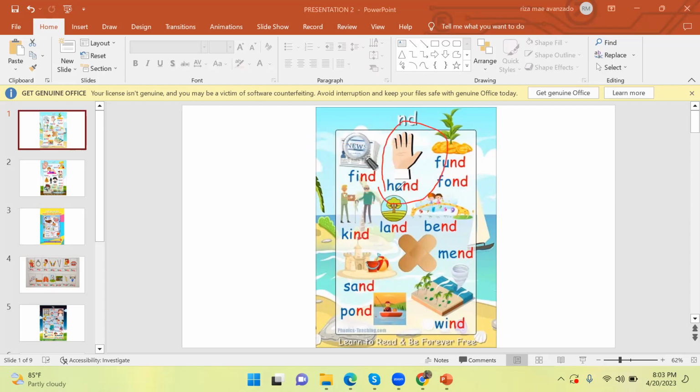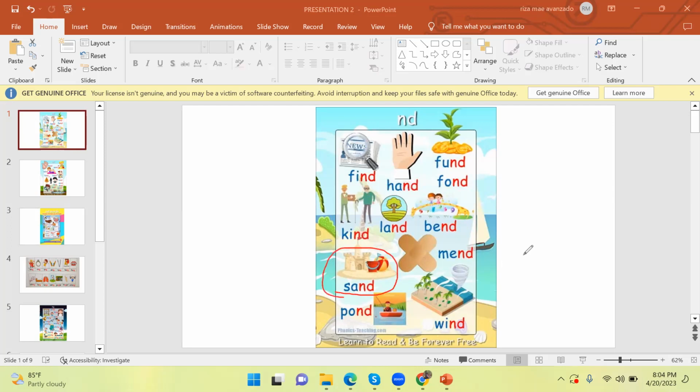Very good. How about this one? Hands. Hand. Very good. This one. Fund. Okay, it's fund. Okay, how about this one? Okay, very good. This one. Kind. Very good. How about this one? Land, very good. This one. Bend. Good job.